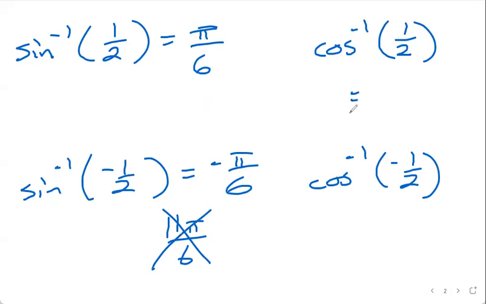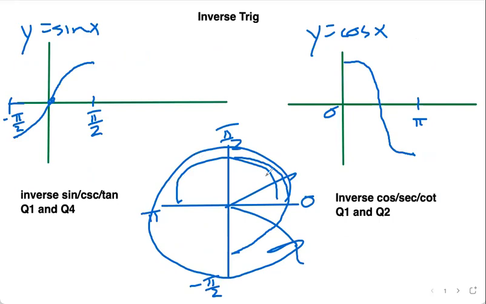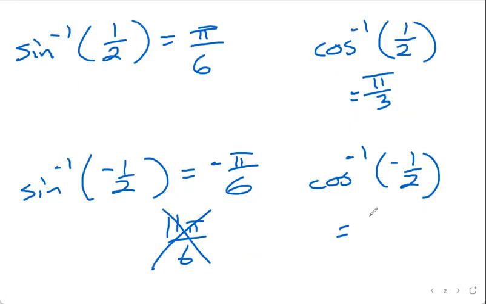Cosine inverse of 1/2. Where does cosine equal 1/2? That's pi over 3. So cosine inverse of negative 1/2 is not negative pi over 3, because cosine exists in quadrants 1 and 2. It's not over here at all. Also, in quadrant 4, cosine's positive anyway, so that couldn't be the answer. It's going to be 2 pi over 3, the equivalent angle in quadrant 2.